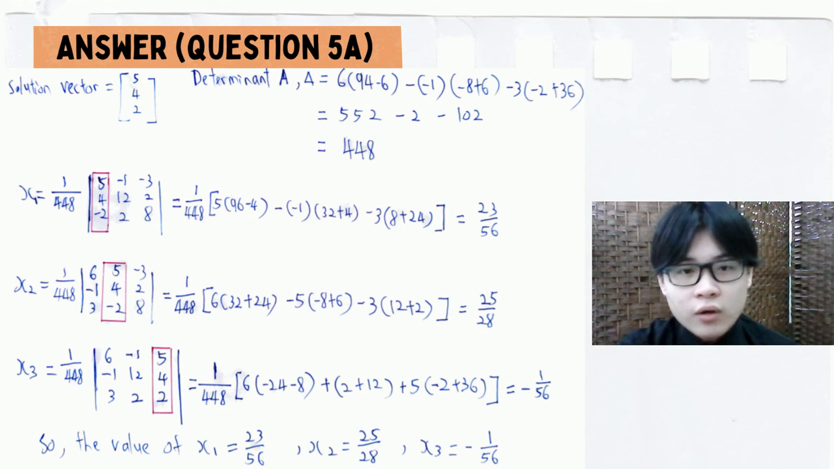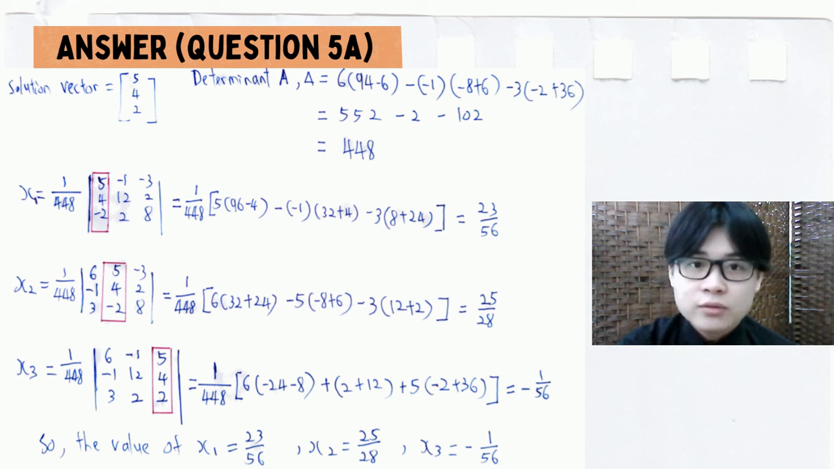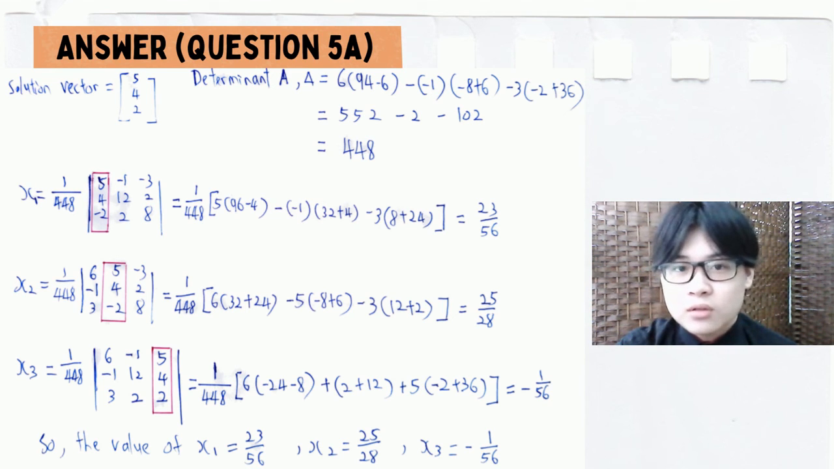To find the values of variables x1, x2 and x3, we need to compute 1 over determinant together with the matrix A by substituting the solution vector into each column. For example, to find the variable x1, we substitute the solution vector into the first column of matrix A and sort it together with 1 over determinant. We will get the x1 value equals 23 over 56.